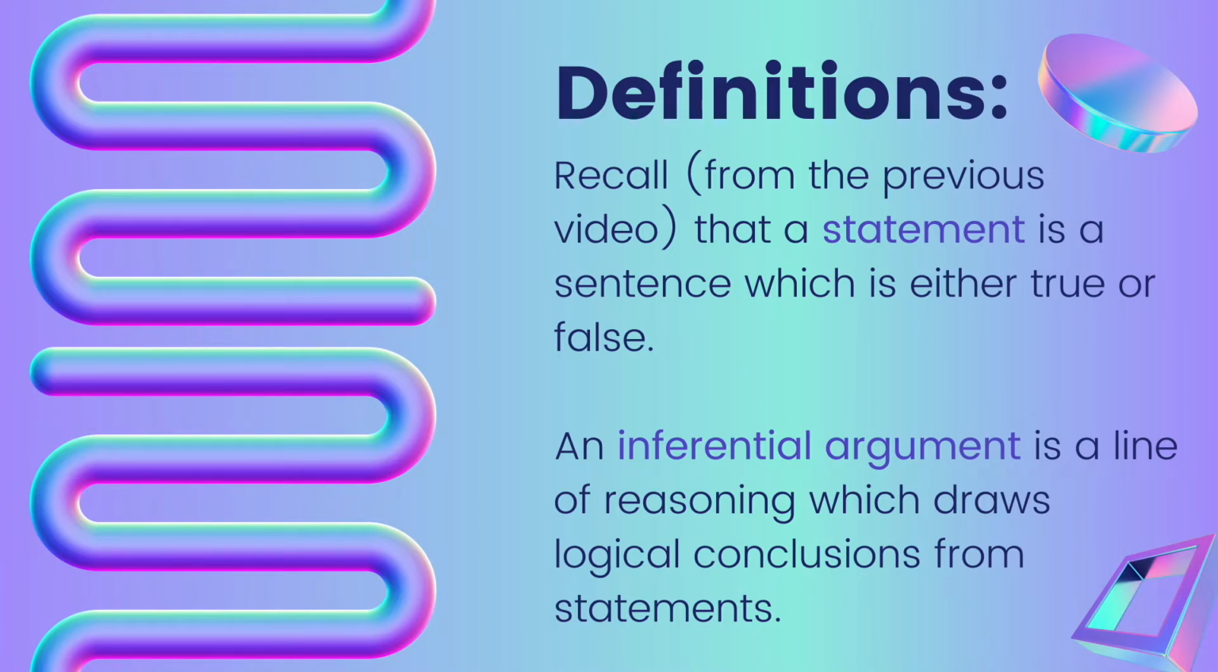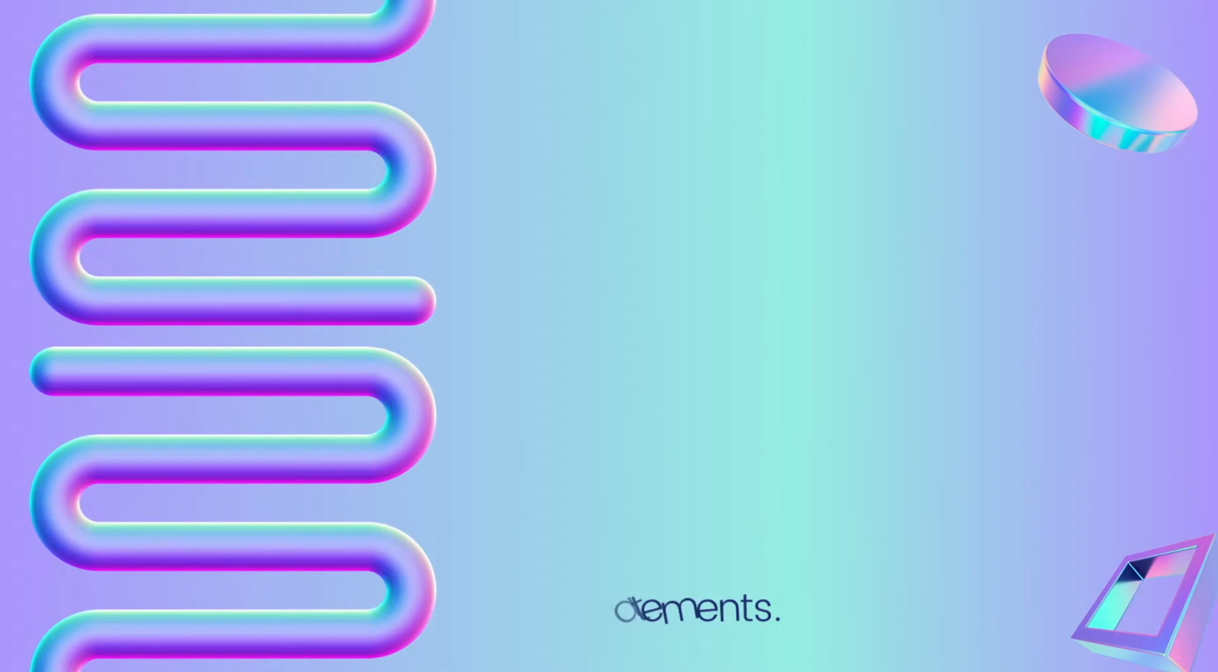I'm also going to introduce a new definition, the definition of an inferential argument. An inferential argument is a line of reasoning which draws logical conclusions from statements. For example, I might tell you the statement again, all elephants are mammals. From here, you could logically conclude that elephants are a type of animal, even if you've never seen one before or don't know what they are, because if all elephants are mammals and all mammals are animals, then it's only logical to conclude that elephants are a type of animal.